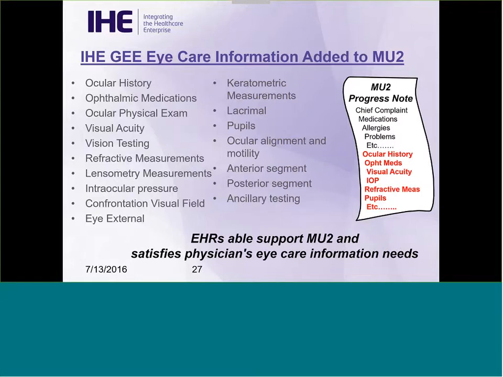You have the ocular history, the ophthalmic meds. We know there's a medication section inside the general part of the CDA, but we also added in ophthalmic medications. Of course, the big thing is the physical exam, which has visual acuity, vision testing, and this long list here. The goal is to add eye care specific data to what currently exists as part of MU2.